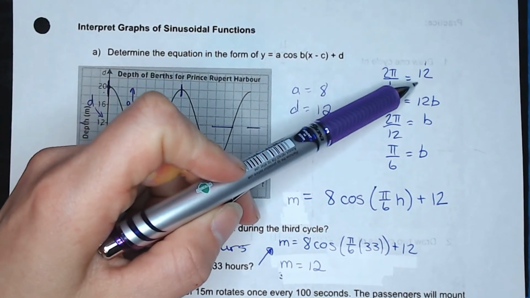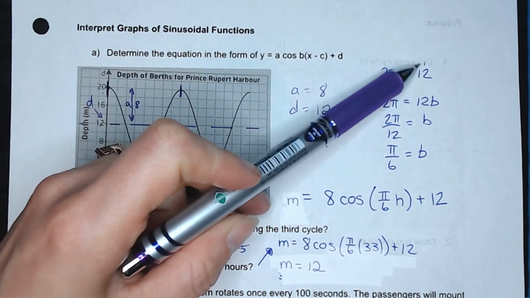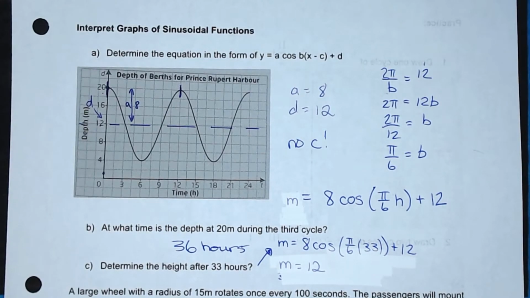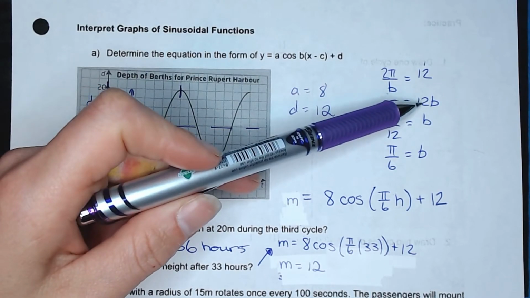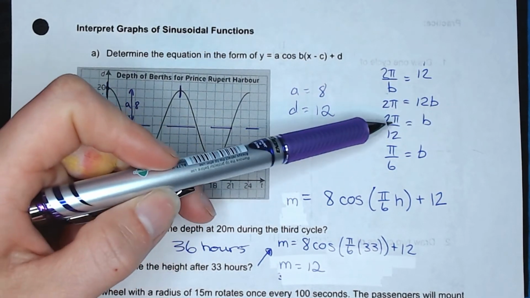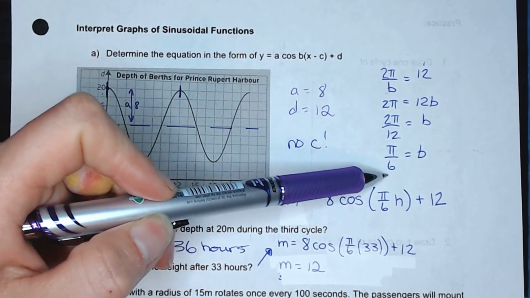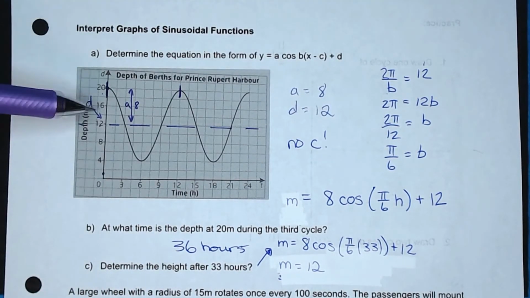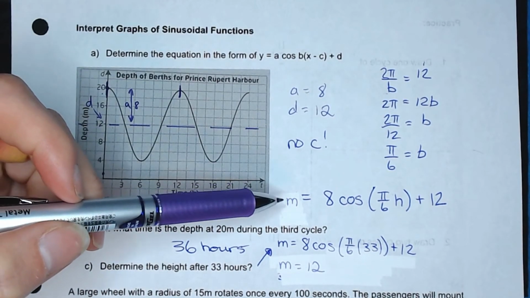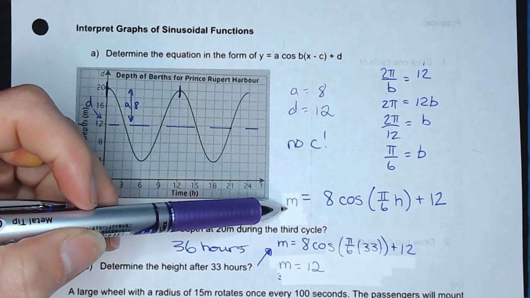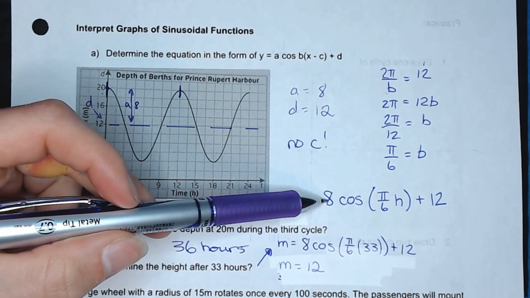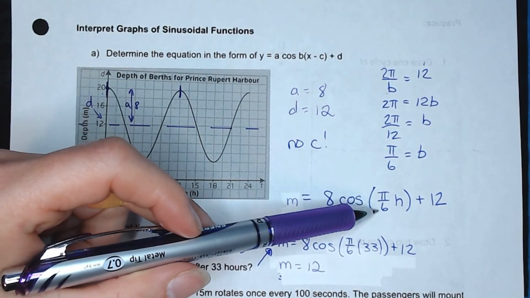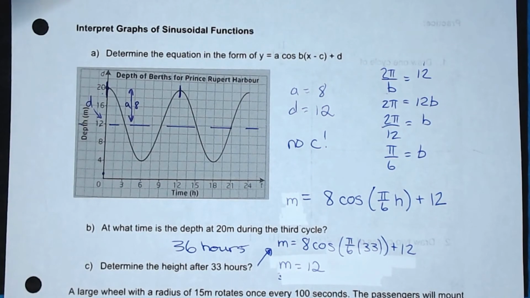So 2 pi over b equals 12. Multiply both sides by b to get the b onto the other side. 2 pi equals 12b, and then divide both sides by 12 to isolate b and get it by itself, and that reduces down to pi over 6 for b. So from here we're able to determine the formula as m, the depth in meters, or the y value, is equal to 8 times the cosine of pi over 6 h, time in hours, plus 12.